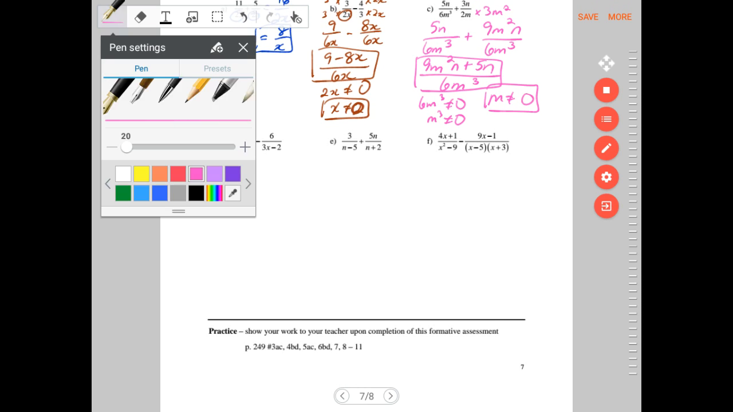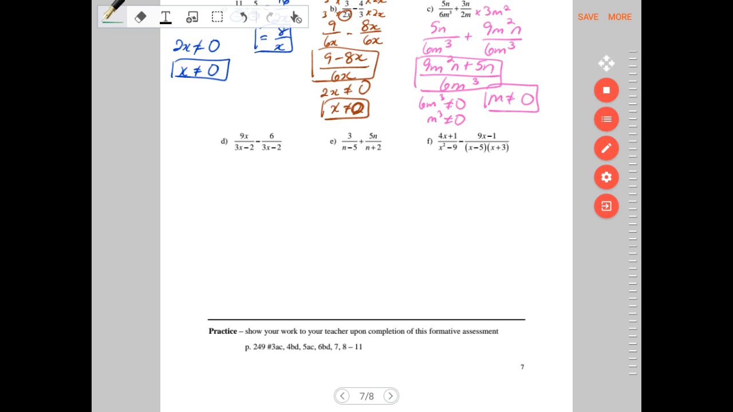All right, another color. I like this green color. Now, if you notice in this example, I have binomial denominators. The process is the same. If the denominators are the same, I can just subtract the numerators. If they aren't the same, then I have to make them the same. In this case, they are the same. So I'm just going to subtract the tops. That gives me 9x take away 6 over 3x minus 2.